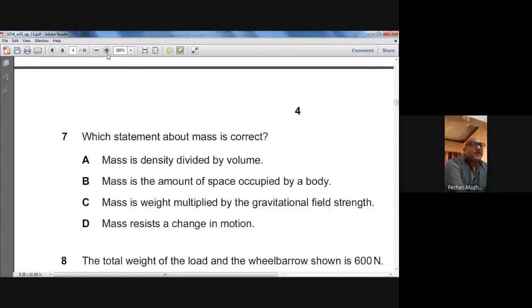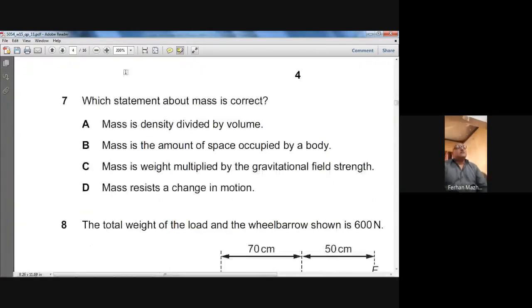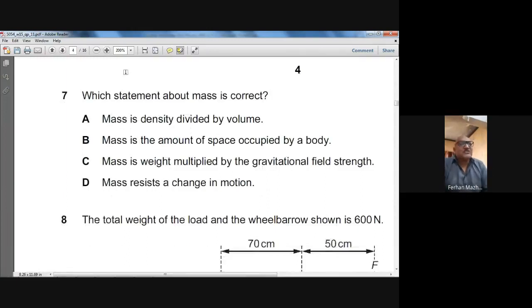So on your screen, we have question number 7. Which statement about mass is correct? Mass is density divided by volume. That's the wrong formula. The correct formula is mass equals density multiplied by volume. Mass is the amount of space occupied by a body. That is called volume, not mass. Mass is weight multiplied by the gravitational field strength. That's the wrong formula. Mass is equal to weight divided by the gravitational field strength.